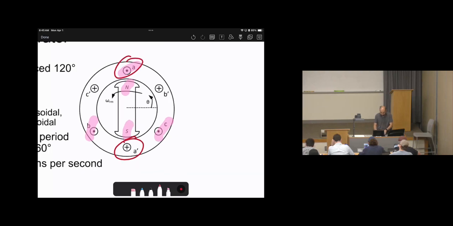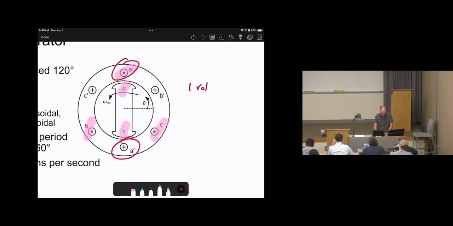So one rotation needs 360 degrees to complete. So whenever we say the frequency is 60 hertz, this means 60 revolutions per second. So that generator, for a two-pole generator, is rotating 60 revolutions per second.